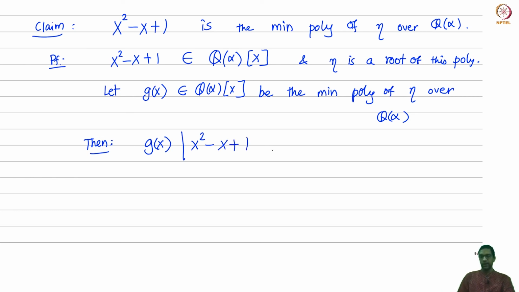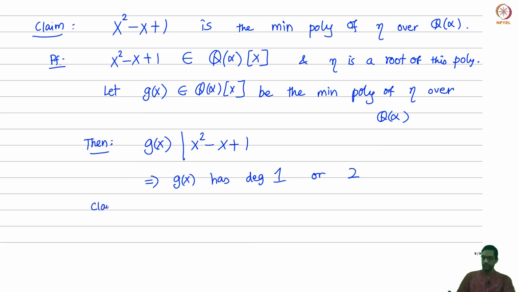Well, what does that mean? There aren't too many possibilities, right? This means that either g(x) has degree 1 or g(x) has degree 2. There are only these two possibilities. If g(x) has degree 2, then it's just the same as this polynomial x squared minus x plus 1. So that's more or less all we have to show, that g(x) can't be of degree 1.